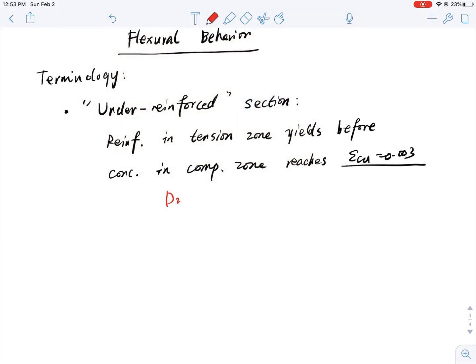Before we move on, I want to put it here. This is the desirable section, the desirable design. We won't utilize the full extent of the material, so we would like the steel to yield to reach the maximum strength, and we also want the concrete to fail in compression at the same time, preferably. But sometimes we put too much reinforcement in it, then we have the over reinforced section.